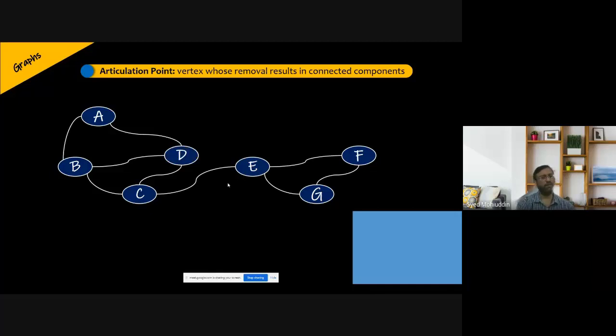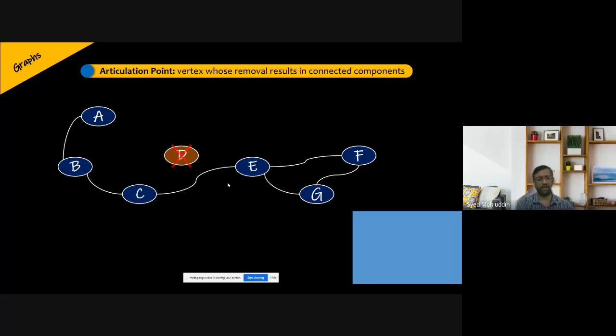But if we remove vertex D, is it an articulation point? If we remove vertex D, the graph is still connected. It's not split into components. So vertex D is not an articulation point.